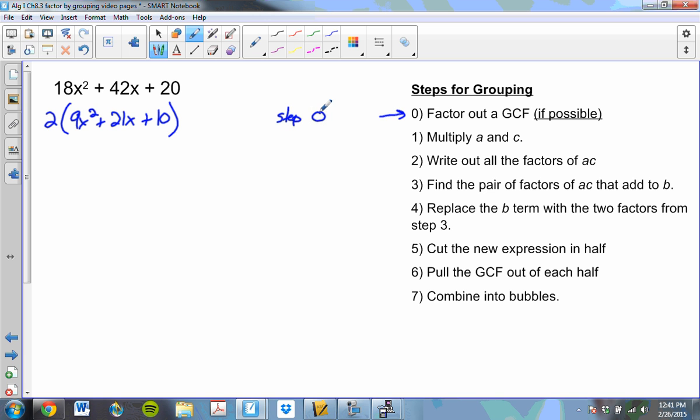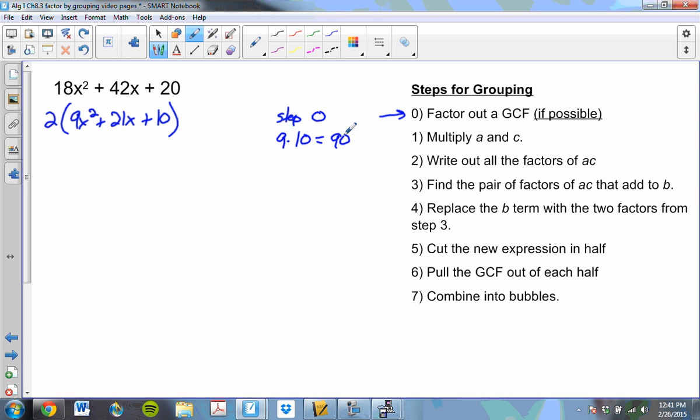Step 1 is to multiply A and C. Well, 9 times 10. My A value is now 9. This 2 here doesn't do anything. It's not going to have any impact on anything from here on out, but you can't get rid of it because we don't have an equation. So I multiply 9 and 10 for step 1, and that gives me 90.